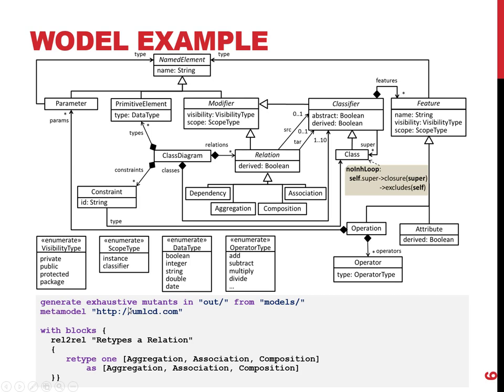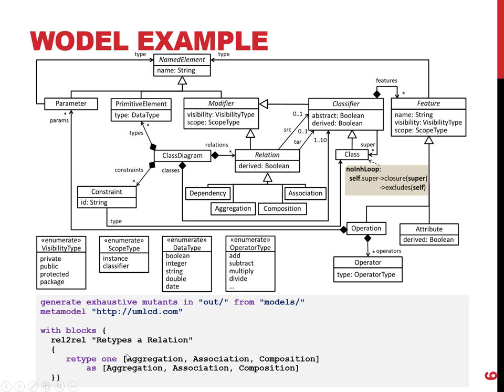Wodel provides another mode to generate the mutants, which is the stochastic mode, that generates the mutants randomly. These mutant models will be stored in the out folder, and the set of seed models will be loaded from the models folder. In the second line, we specify the domain meta model that we are using. In this case, it is the simplified UML class diagram meta model shown here.